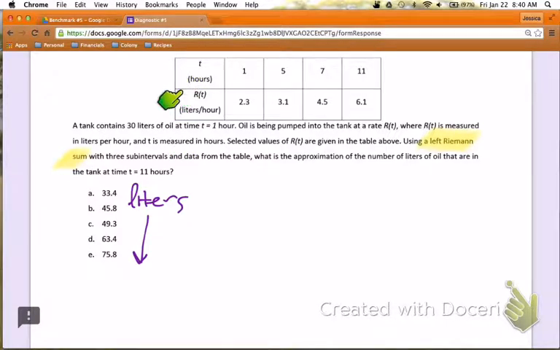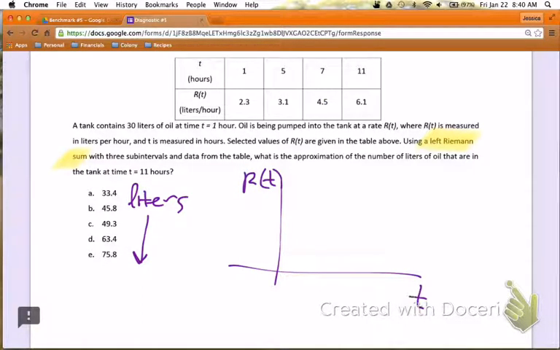We're given something about hours, and something about liters per hour. So we're not given anything about liters necessarily, but we're given a rate of how quickly the liters are changing, and we're given times of how much time has actually gone by. I'm trying to tie this back into Riemann sums and the concept of it. If we physically graphed this, the 1, 5, 7, 11, and all these decimals, and we put R of t on this axis, which is in liters per hour, and t on this axis, which is just in hours.